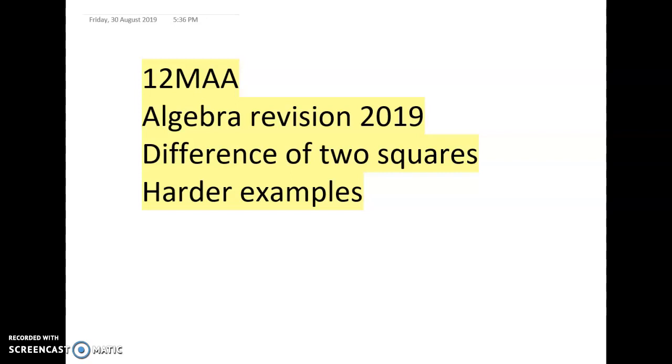This is the first algebra revision video that I've done for a while, and it's going to look at some harder examples of the difference of two squares pattern. So if you're in my class, you know that I'm pretty obsessed with the difference of two squares. It comes up all the time in algebra problems, and it really helps us to solve equations.